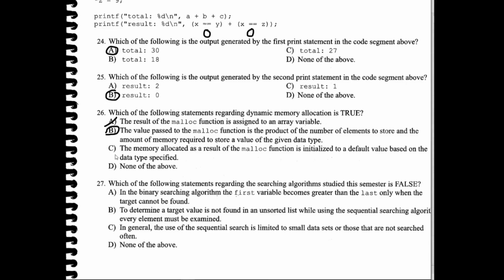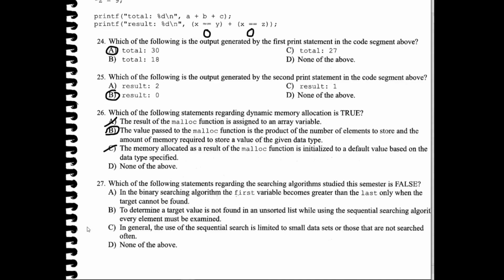Now C, which must be false: the memory allocated as a result of the malloc function is initialized to a default value based on the data type specified. That is false because the memory allocated as a result of malloc is not initialized at all. It is still just whatever the values in that position were before. So this is false.